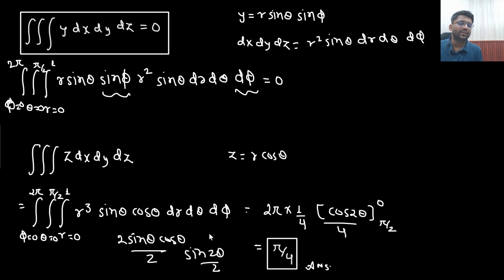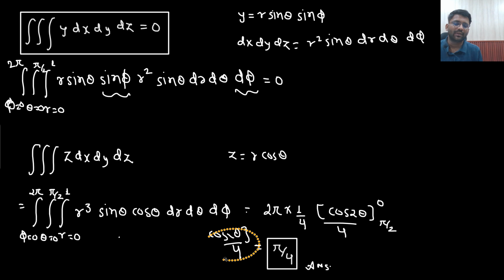What is the integration of sin 2 theta? That will become minus cos 2 theta divided by 4, because the 2 will also come. Now you need to put the limit, but there will be a negative sign as well. I need to put the limit from 0 to pi by 2, but here I have put it from pi by 2 to 0 because of the negative sign. So the answer is coming out to be pi by 4. So the total answer is pi by 4 only.